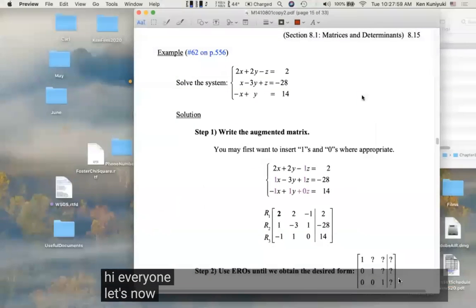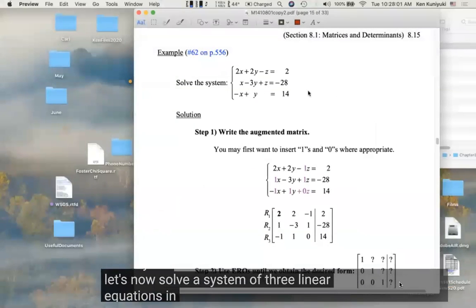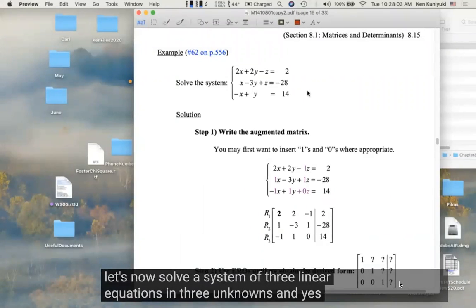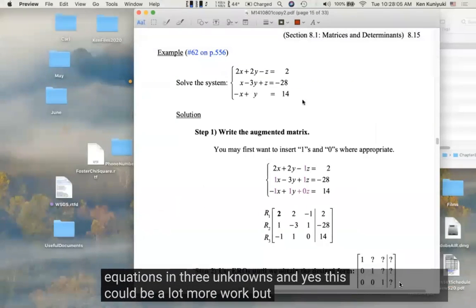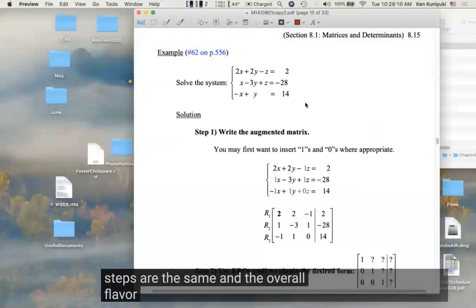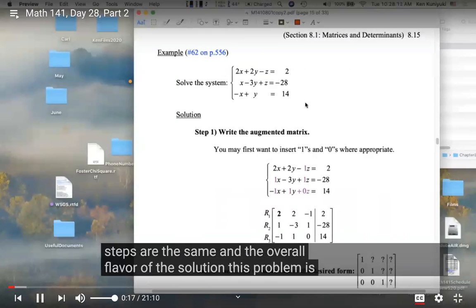Hi, everyone. Let's now solve a system of 3 linear equations in 3 unknowns. And yes, this could be a lot more work. But overall, the steps are the same, and the overall flavor of the solution of this problem is the same.